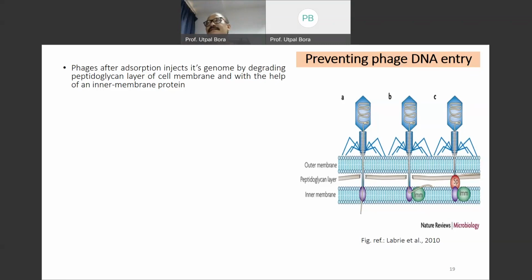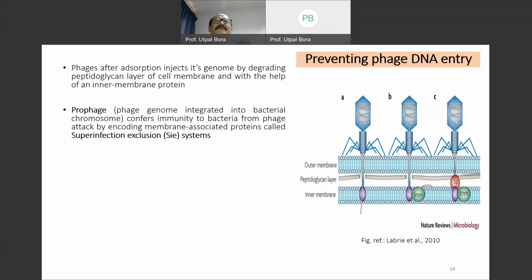that the whole virus particle does not enter inside. Rather, it will inject the nucleic acid inside. So after adsorption, it injects its genome by degrading the peptidoglycan layer of the cell membrane, and with the help of an inner membrane protein. Now, in the case of a prophage, the phage genome is integrated into the bacterial chromosome. So if you go back to the lysogenic cycle and the lytic cycle, you will understand the difference between a phage and a prophage.